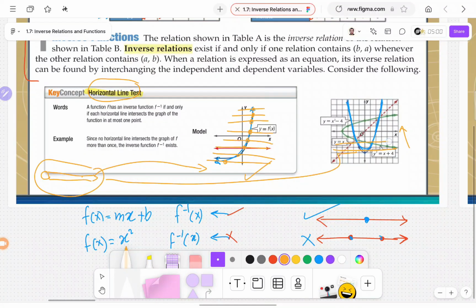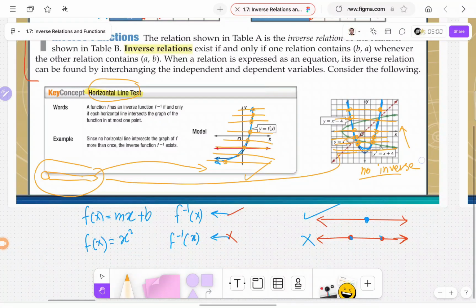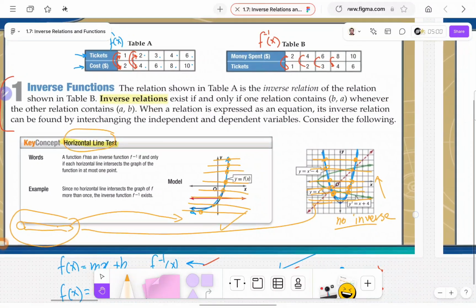As you can see, as you are moving up, look at the function, it intersects at 2 points. This line here intersects here and intersects here. So every time you're moving with the pencil, the line intersects twice. That means this one has no inverse. Okay, now I think you can understand the concept of the inverse.